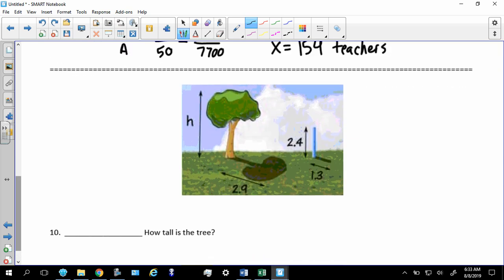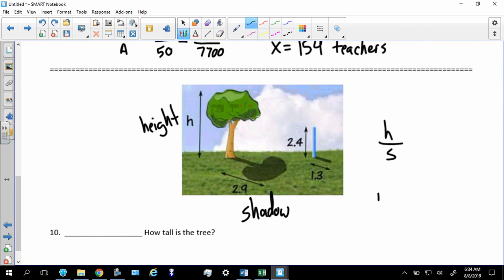Question number 10, how tall is the tree? This is pretty straightforward. If you notice, we have the height of the tree. We have the shadow of the tree. All right, so this is a height and shadow thing. I'm just going to put height over shadow. So the height of the tree is unknown. The shadow of the tree is 2.9. I wonder if that's meters or something. I don't know. Is equal to the height of the post, which is 2.4, over the shadow of the post, which is 1.3. So we're going to cross multiply and solve.